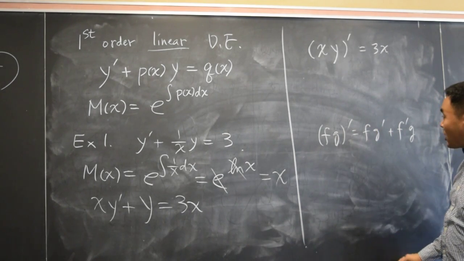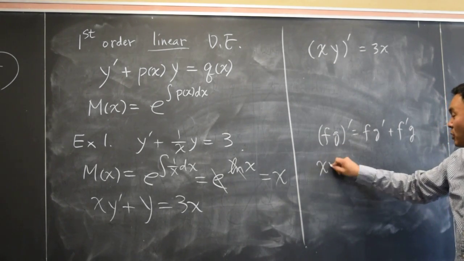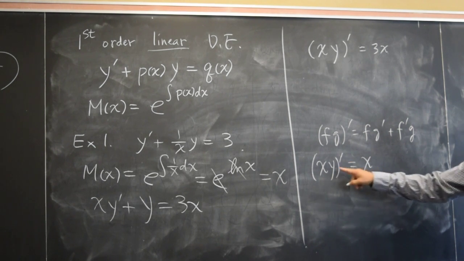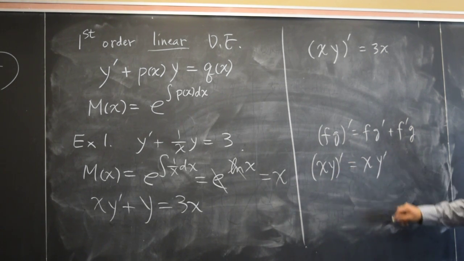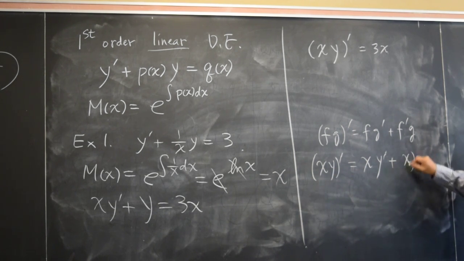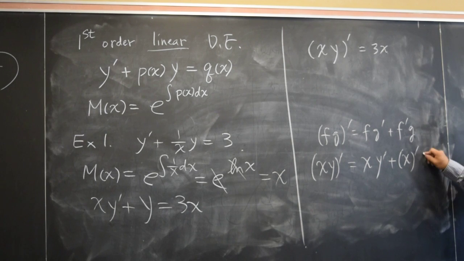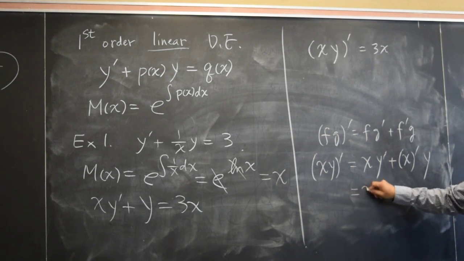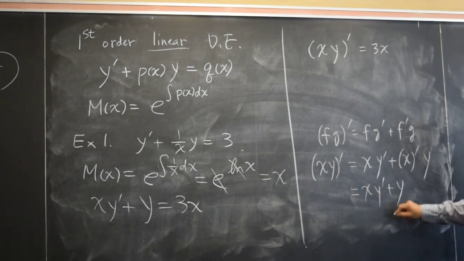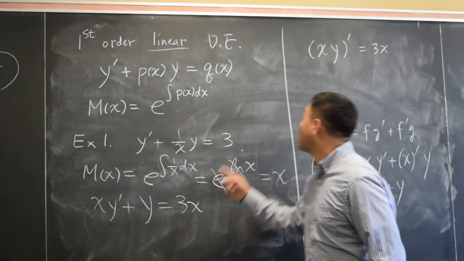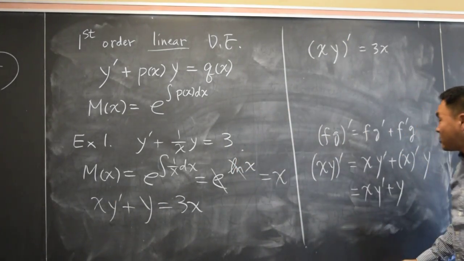I mean, just try to differentiate x times y using this rule. What is it? Leave the first one, differentiate the second one. Differentiate the first one, leave the second one. And the derivative of x is 1. So you have x y prime plus y. Exactly the same as this, right? So this left side can be rephrased as this.